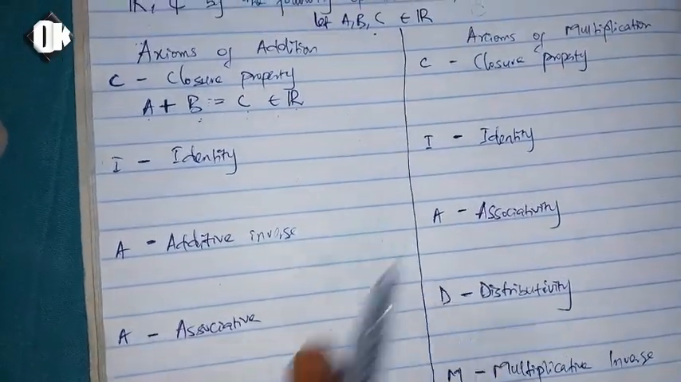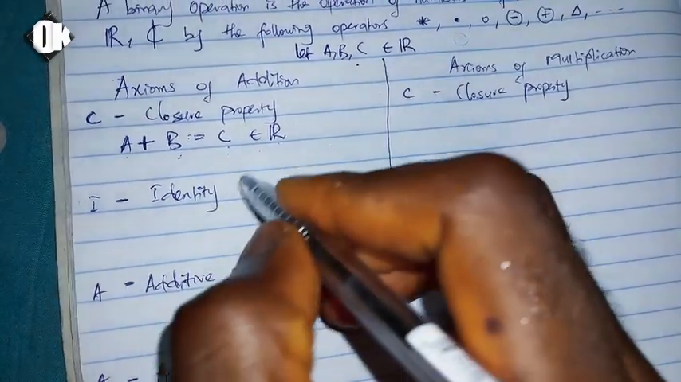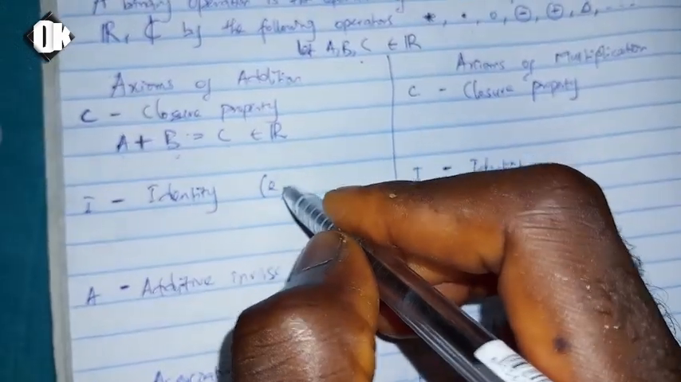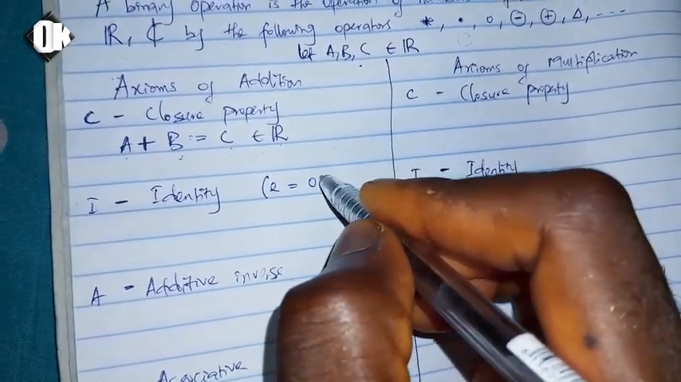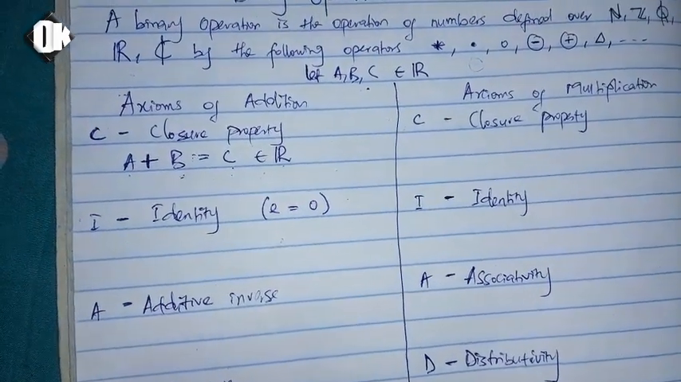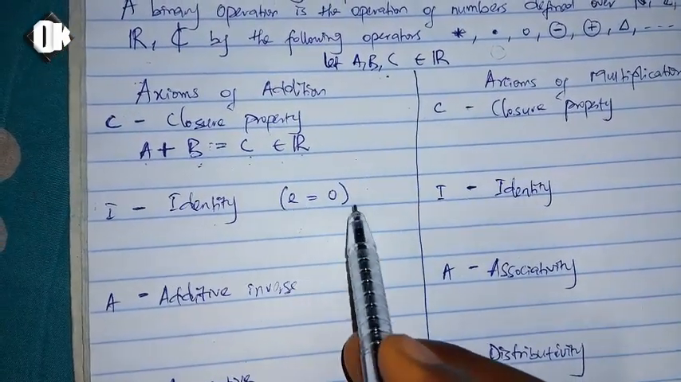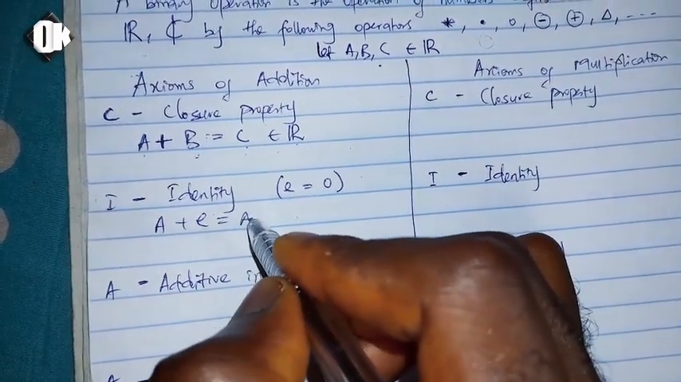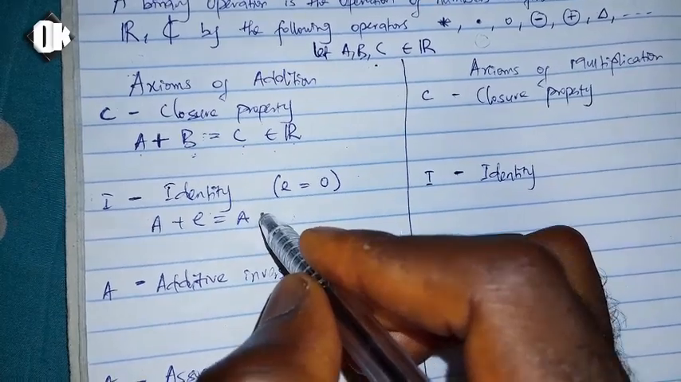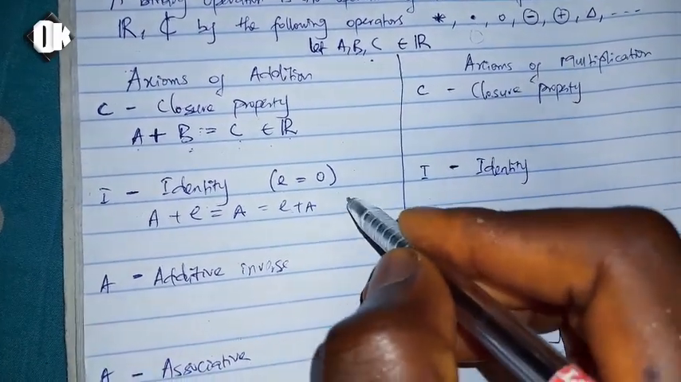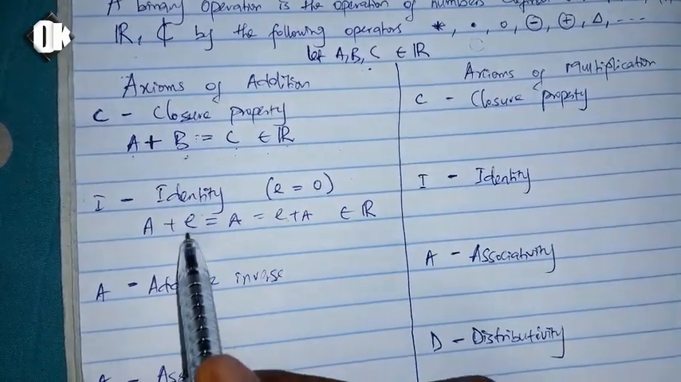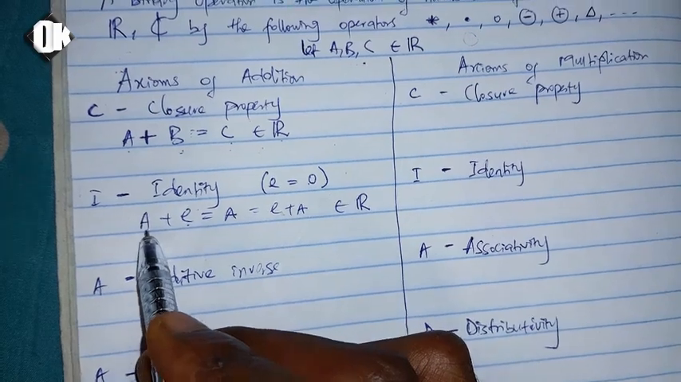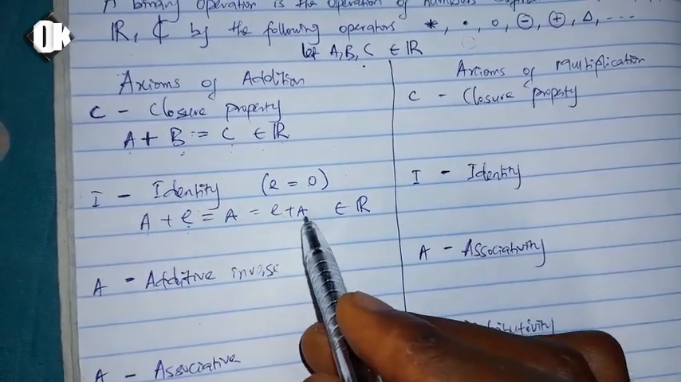For identity, for addition, we have our identity represented as E, which is equal to 0. That's the first thing. My identity is E, which is equal to 0, which means that A plus E is equal to A, which is equal to E plus A, an element of the set of real numbers. That is, if my E is 0 in the axioms of addition, and my A is say 2, 2 plus 0 must be equal to 2, and 0 plus 2 must be equal to 2.